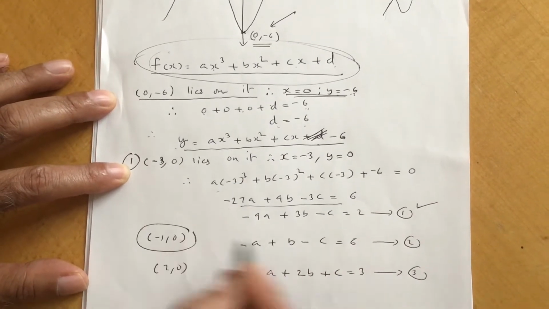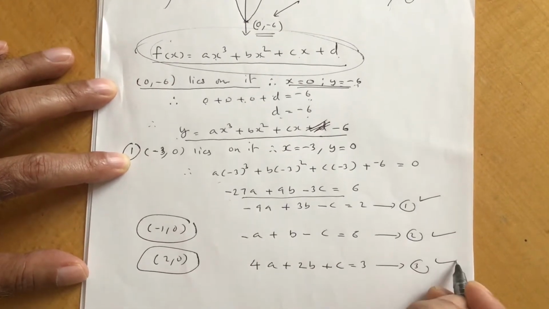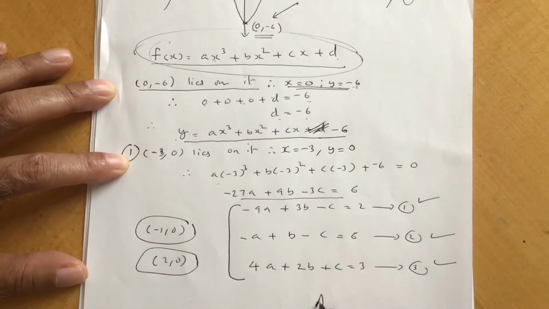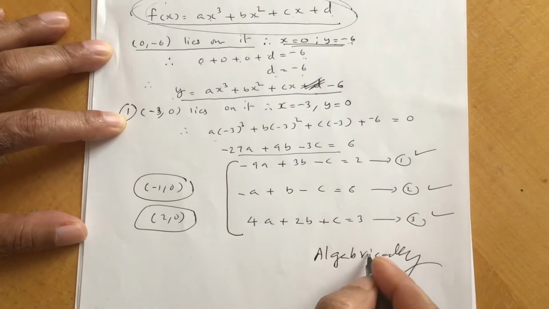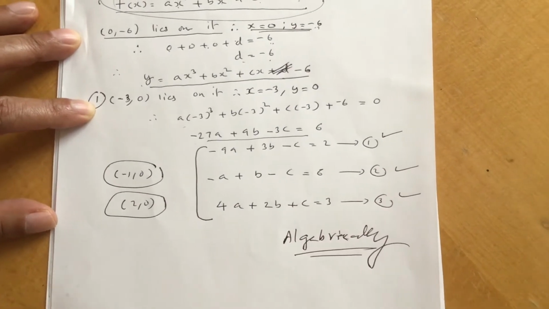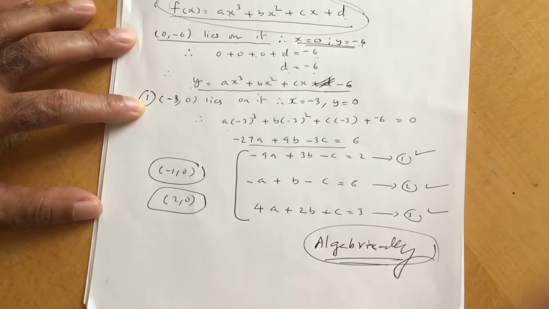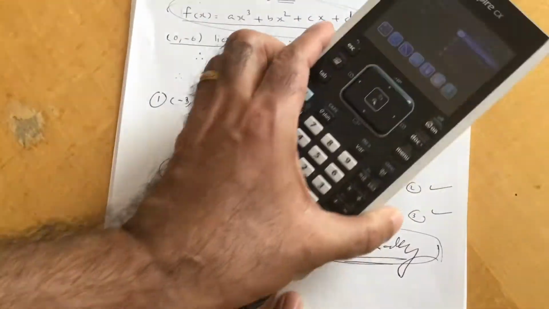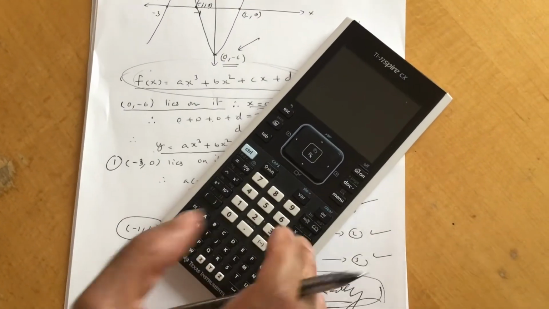Then pick up the second point, get the second equation. Pick up the third point, get the third equation. So if you look at this, we have 3 equations. We know how to solve it algebraically. So you can solve this algebraically and get the answer. What I'm going to do is do it on the calculator. You can solve it using simultaneous equations.